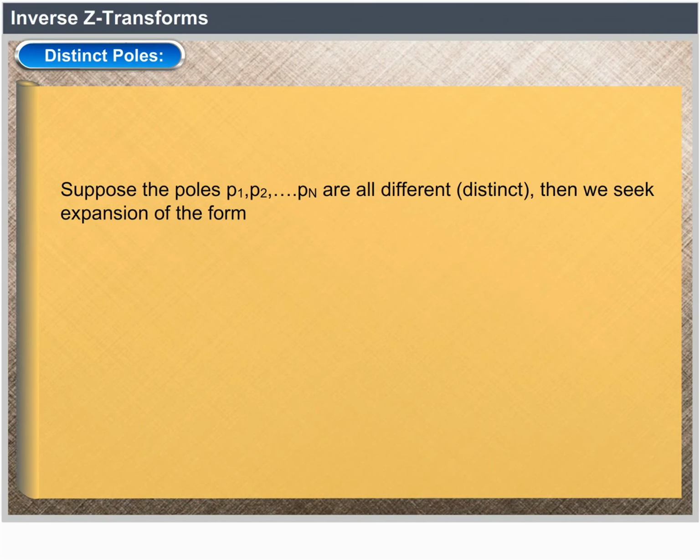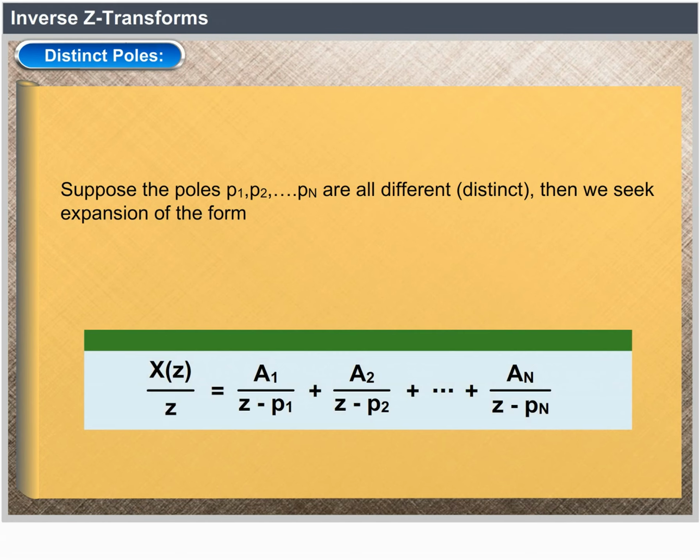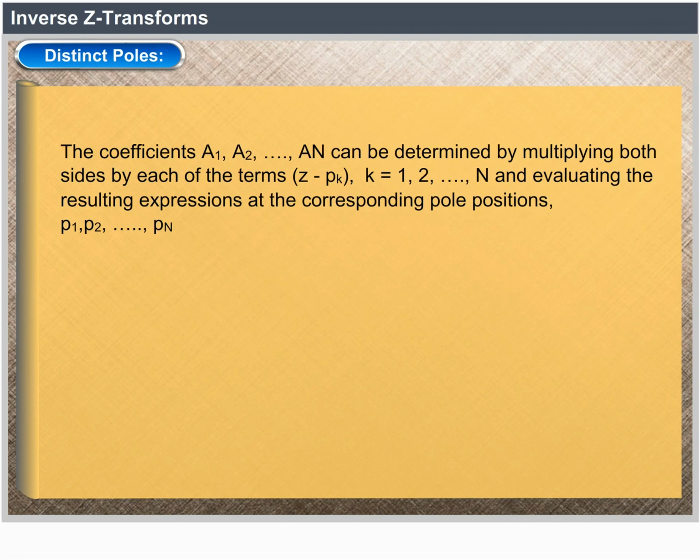Distinct poles. Suppose the poles p1, p2, etc. pn are all different, that is, distinct. Then we seek an expansion of the form X(z)/z = a1/(z - p1) + a2/(z - p2) + etc. + an/(z - pn). The coefficients a1, a2, etc. an can be determined by multiplying both sides by each of the terms (z - pk), where k = 1, 2, etc. n, and evaluating the resulting expressions at the corresponding pole positions p1, p2, etc.